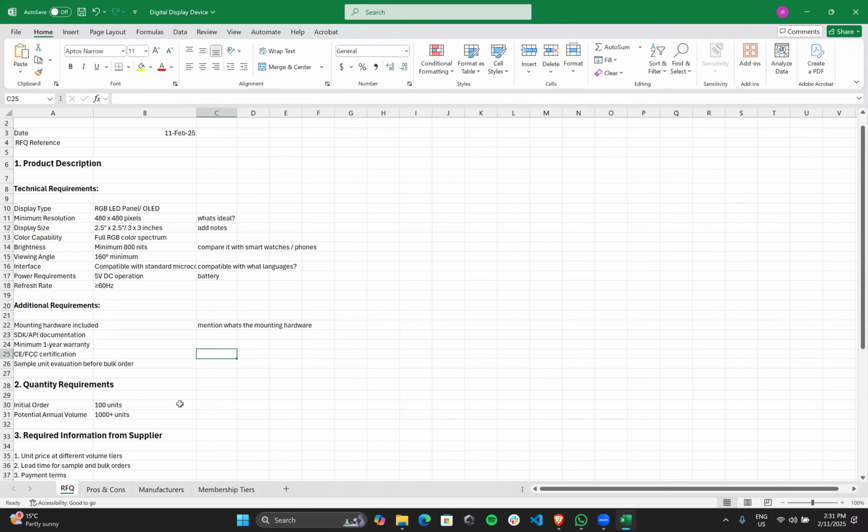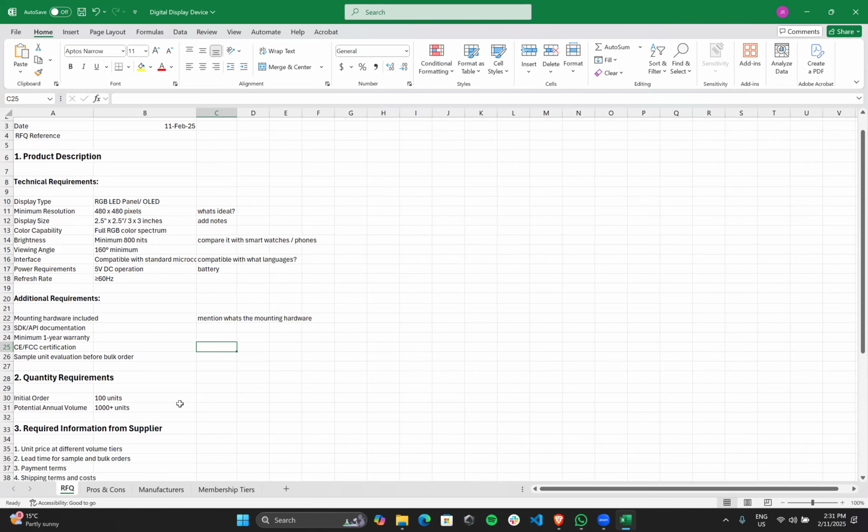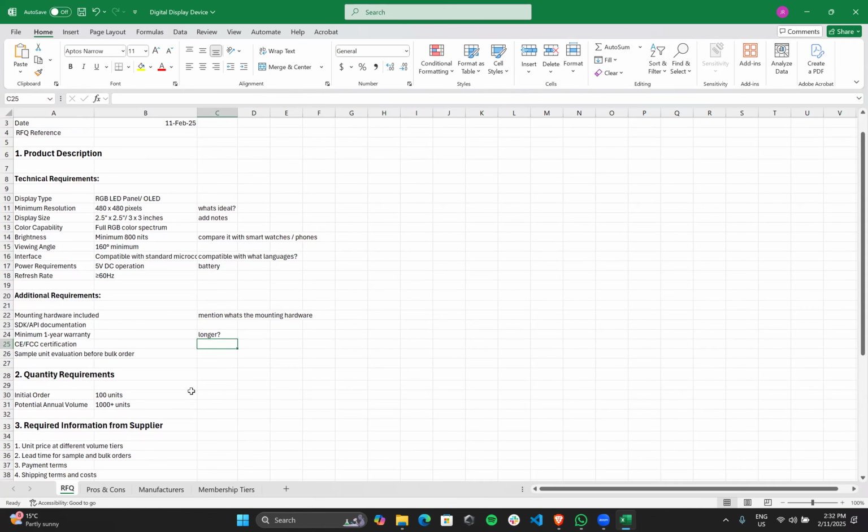Okay, minimum requirements. Do we, minimum requirements 1 year? Can we get longer? FCC certification, sample unit evaluation before bulk order. Okay, what's missing from here? There's something missing so far.